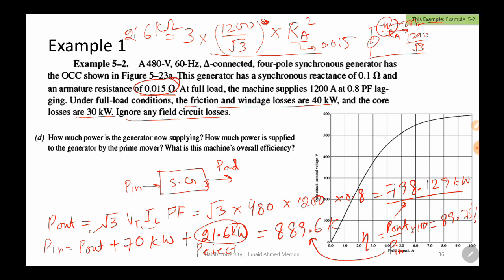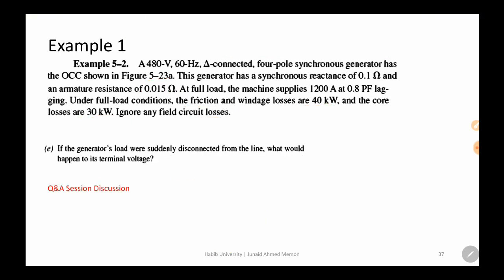Okay, so we have one more part. It's asking, if the generator's load were suddenly disconnected from the line, what would happen to its terminal voltage? That's a very interesting part. So I'll keep that part to discuss in our question and answer session on Friday. I suggest all of you think about this part, and we'll discuss it in our Q&A.